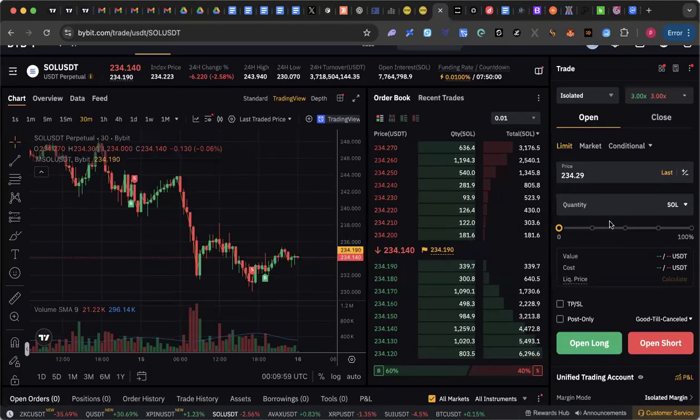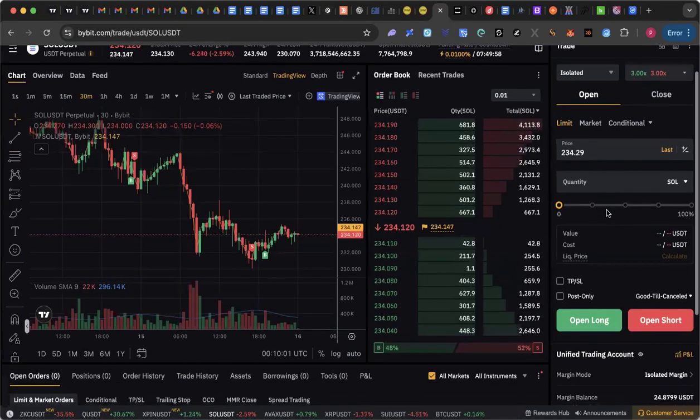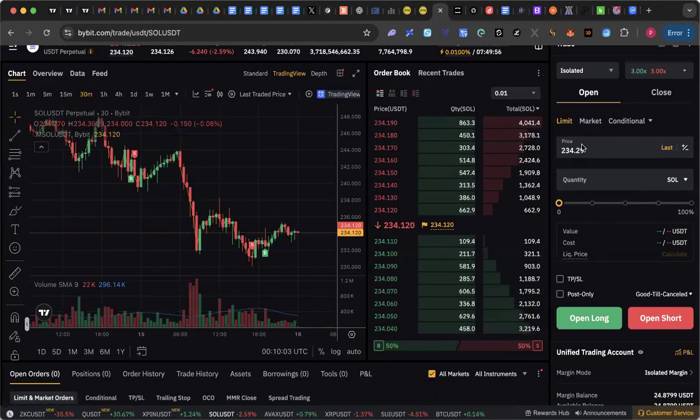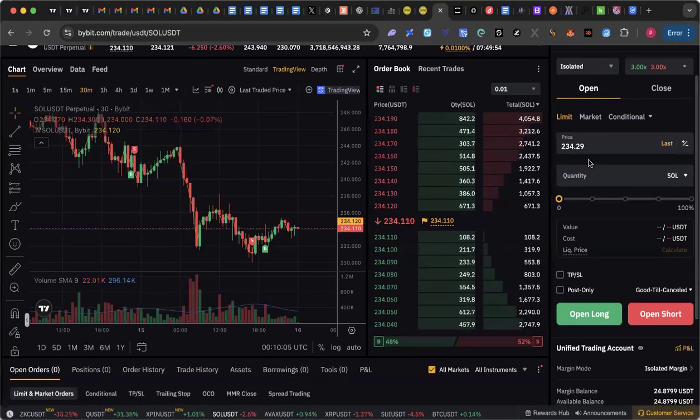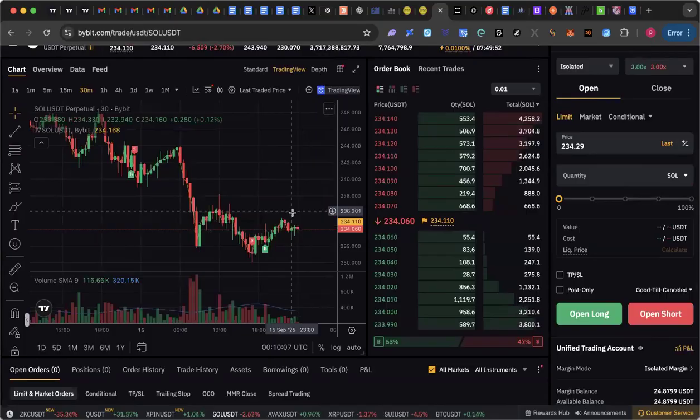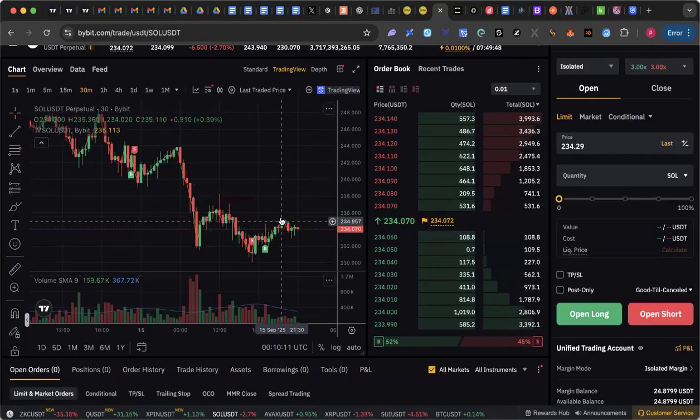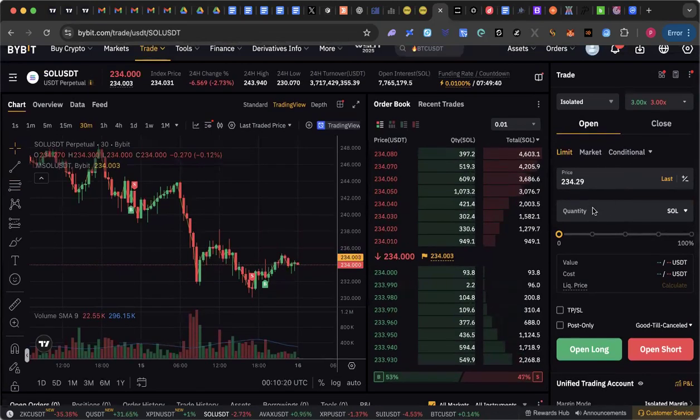So let's do this now. Now you have put 3x. So what do I want to do? Assuming I want to trade, if I say the market is going to be going up, that means I want to be longing. If I say the market is coming down, that means I want to be shorting. So I go here and look at how much.